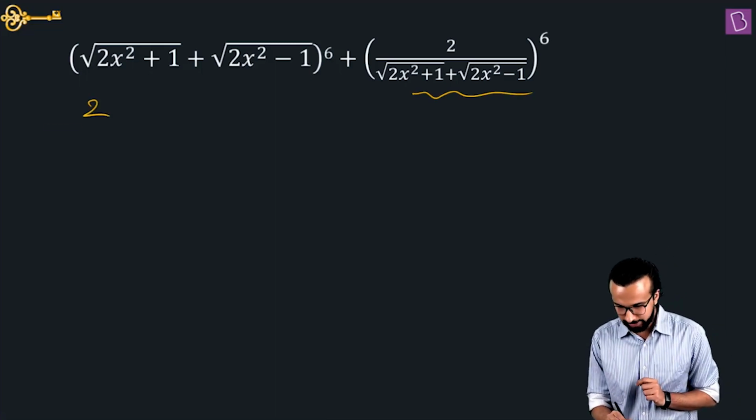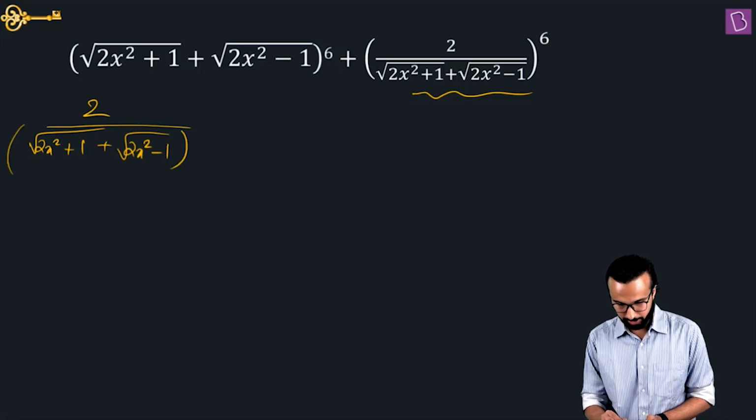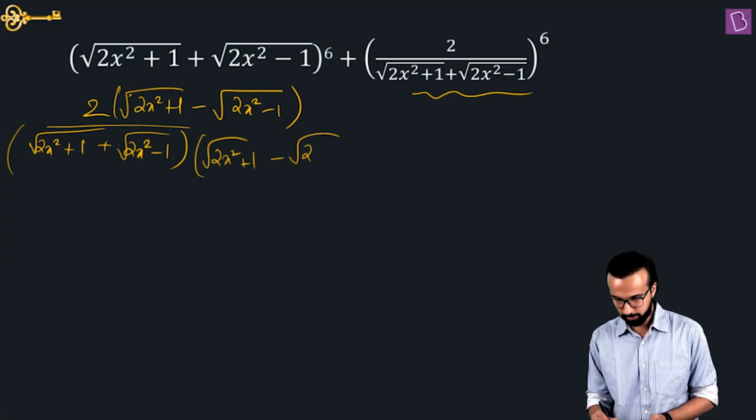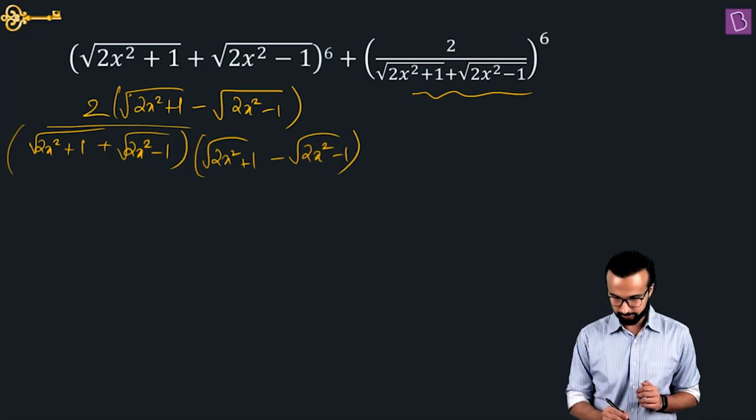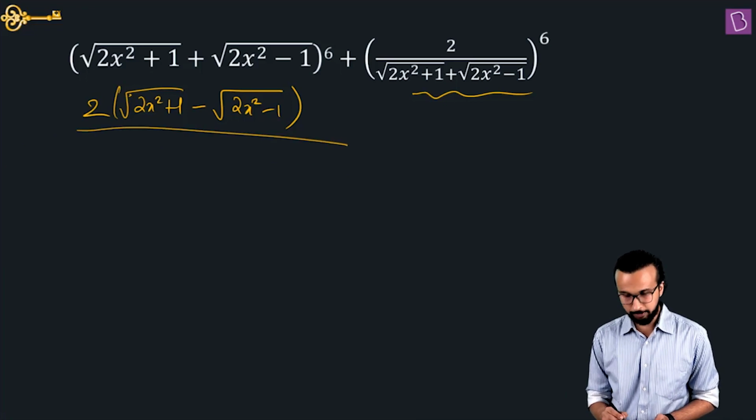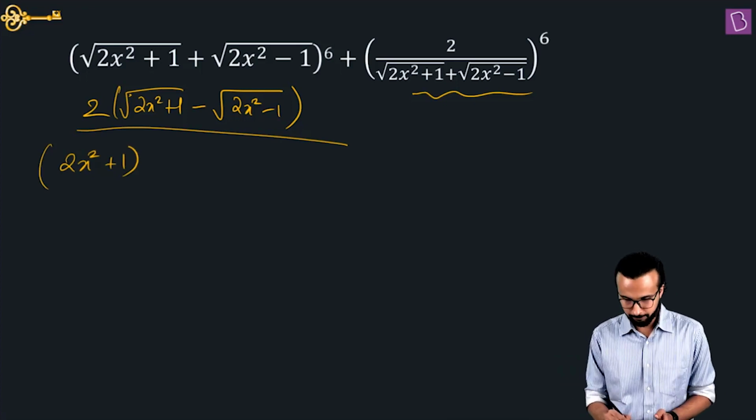What I do is I take 2 by whatever is inside the bracket, 2 by (√(2x² + 1) + √(2x² - 1)). I'll multiply this by the conjugate, √(2x² + 1) - √(2x² - 1). In the numerator, you can see a plus b, a minus b there. Together they'll become a square minus b square. So a plus b into a minus b is a square minus b square. In our case, that's 2x² + 1, the root sign just goes off, minus (2x² - 1).